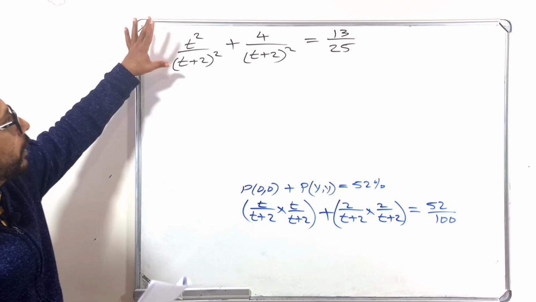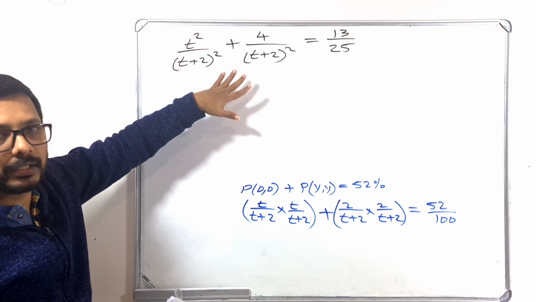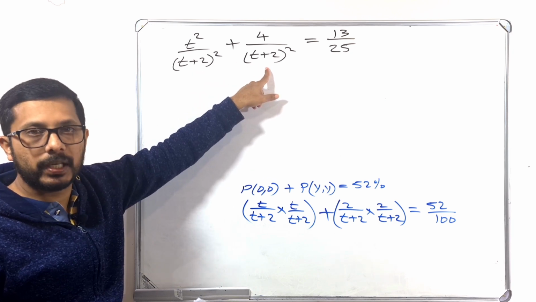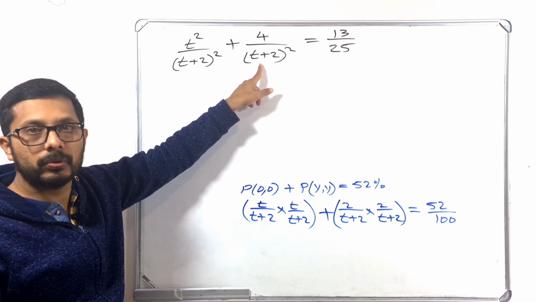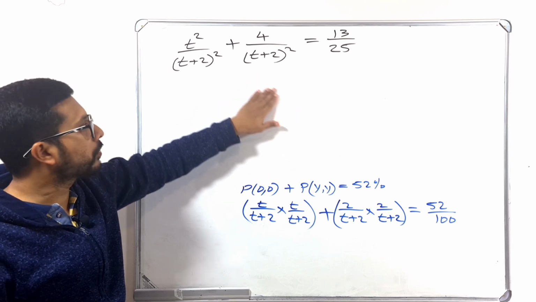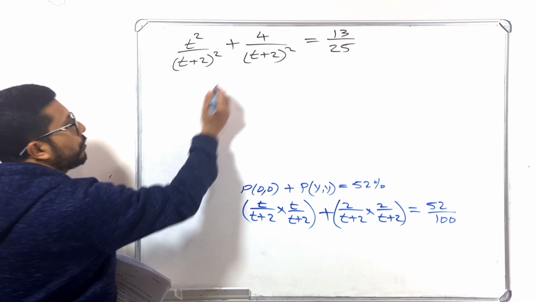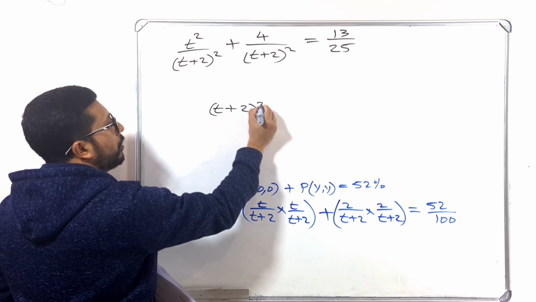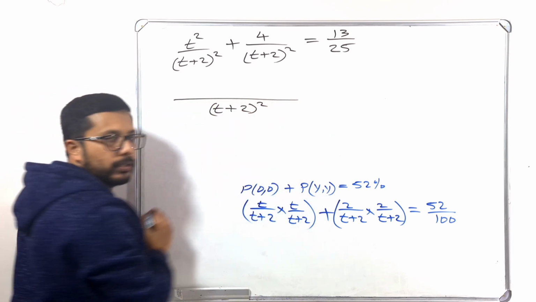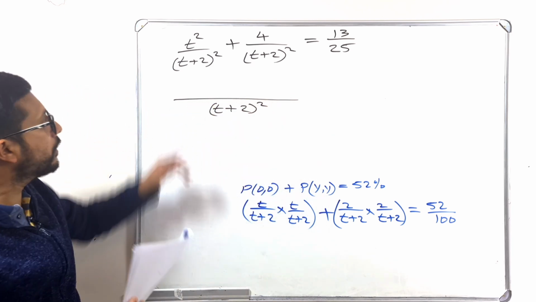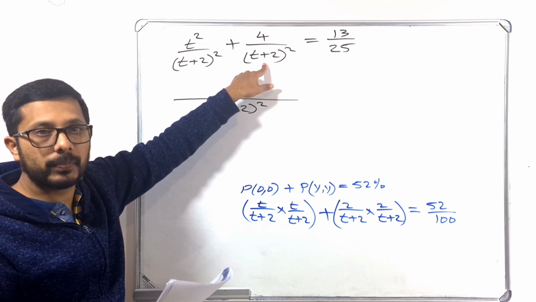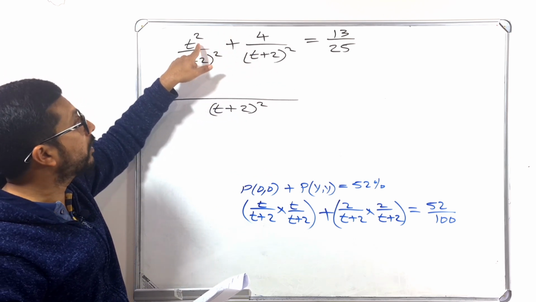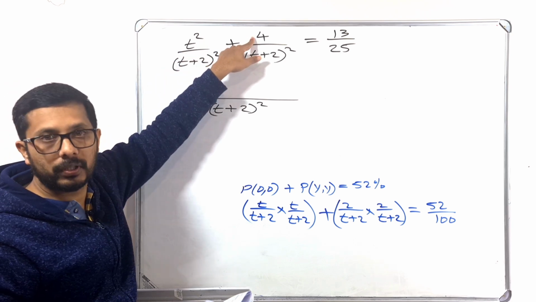So here we got like this. Now look at this one. Here the denominators are the same. That means the LCM is t plus 2 the whole square. Am I right? So I am going to take the LCM as t plus 2 the whole square. Since both the denominators are same, I can just write the numerator as t square plus 4.